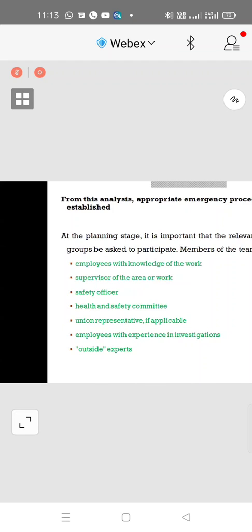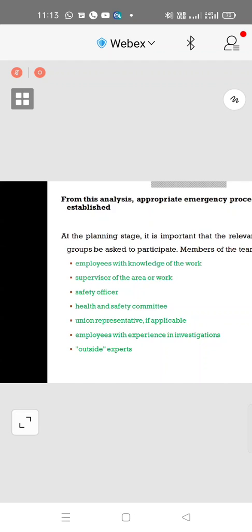Then outside experts here also, if it is required for the planning purposes of the emergency preparedness, so those things also can be included into the committees. So these things are all the purposes for the emergency scope and objective of the planning. So in these ways they are there.